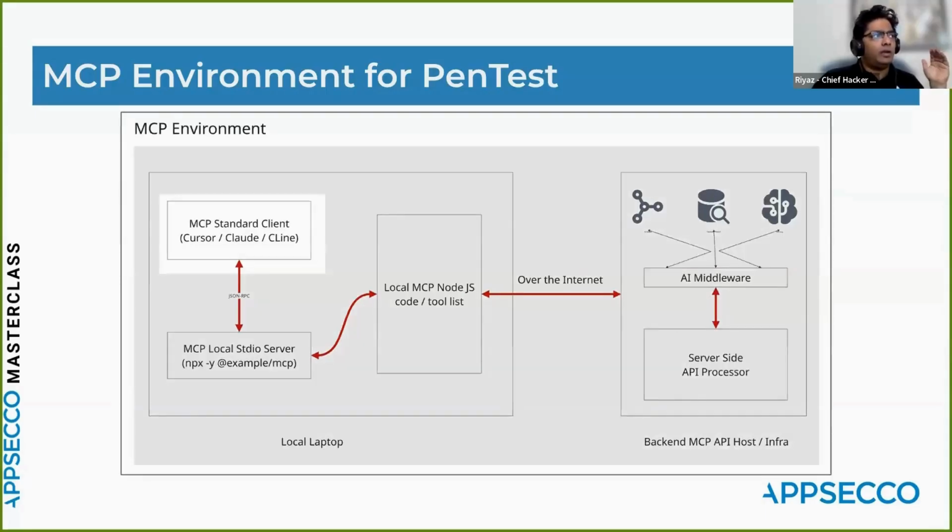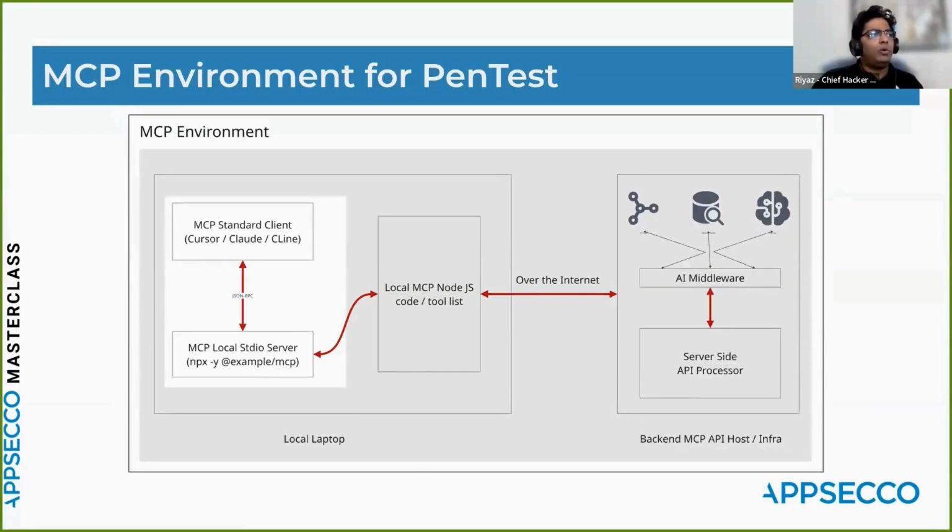So we started by looking at the MCP client itself. We had access to it via Cursor and Claude. We had multiple clients that would work with it. This interacts with the local STDIO server, which is running using NPX, and the JSON RPC communication between these was over STDIO. So this needed to be captured.